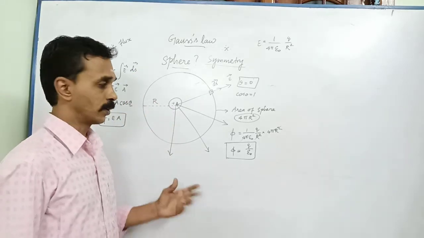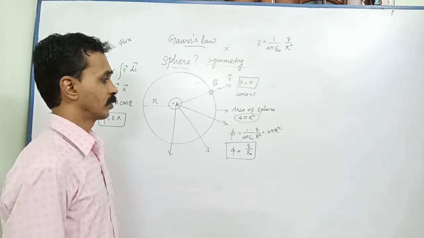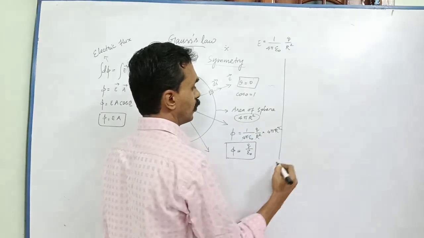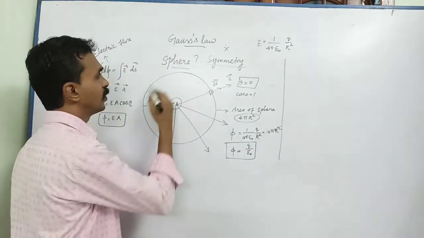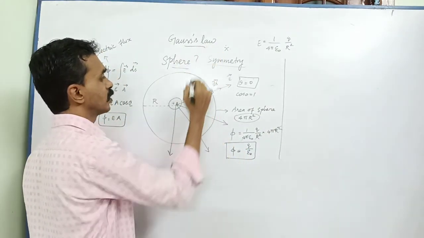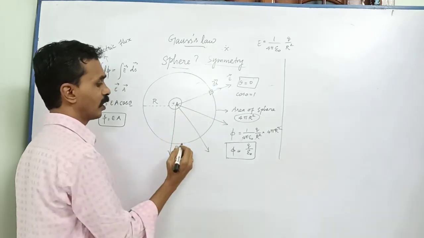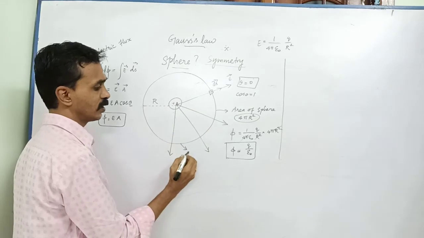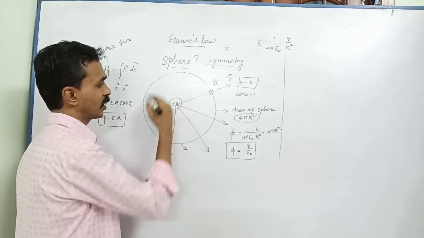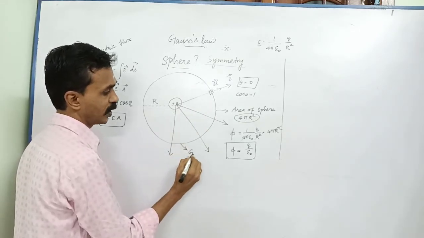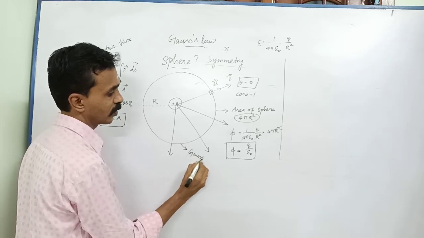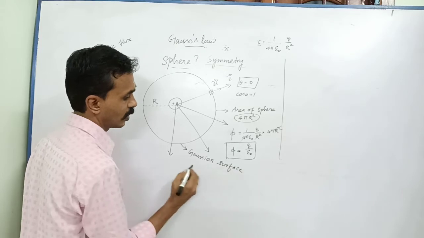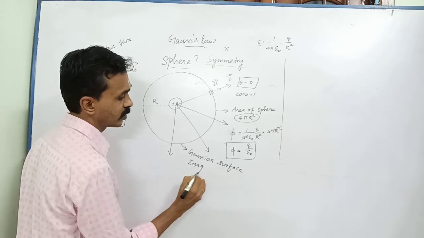Okay, that's it. So phi is equal to Q by epsilon naught. It's very simple, and only the symmetry is very important in dealing with Gauss law, because the symmetry here I have considered is spherical symmetry, and this spherical symmetry stands as a sphere, and this sphere is a Gaussian surface. This is called a Gaussian surface, and this is an imaginary surface.